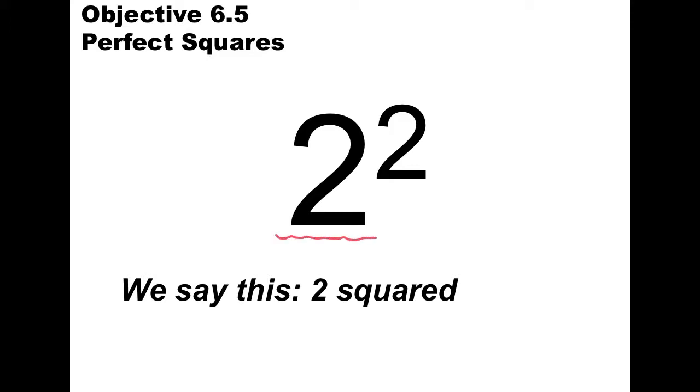And so the number I underlined, 2, this is called our base number. So this is the number that we're going to repeatedly multiply. And the little number 2 up here, this is our exponent. So this tells us how many times we're going to repeatedly multiply our base number.